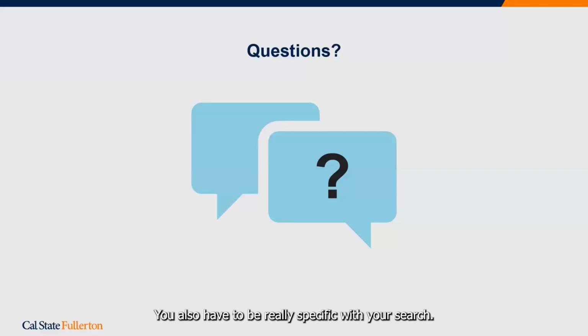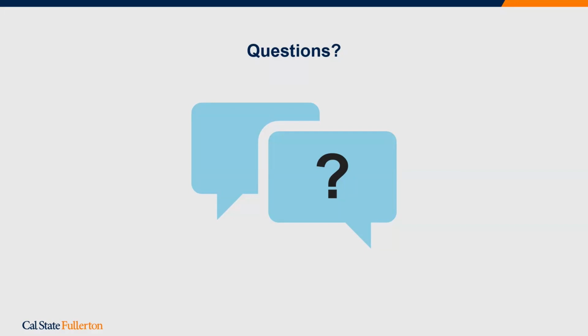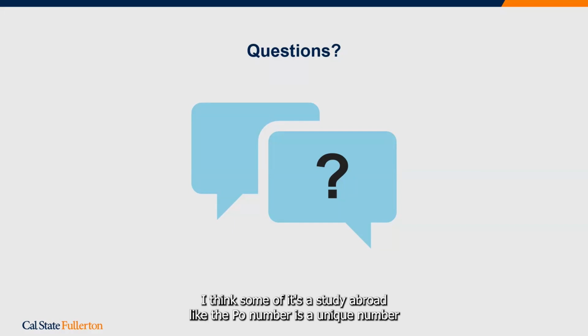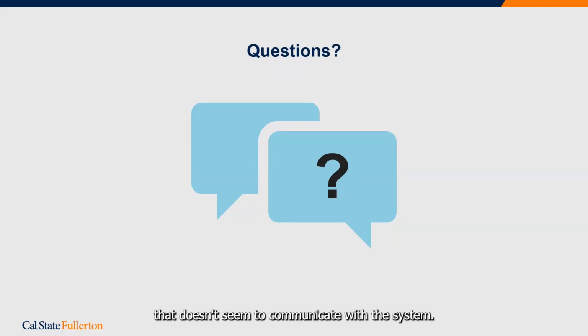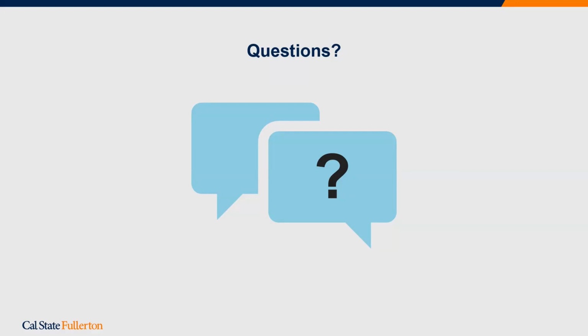You also have to be really specific with your search term. Sometimes choose the contains versus starts with, and make sure you have all your information correct, because if there's one little error, it won't be able to find what you're looking for. Yeah, I've worked on that. I think some of it's study abroad, like the PO number is a unique number that doesn't seem to communicate with the system, and it just won't show up, or it'll be an OBIE in the revenue expense, but it won't be under purchasing. That's so weird. It's happened to me quite a few times, so I'm not sure.